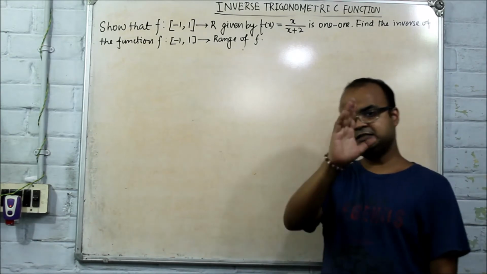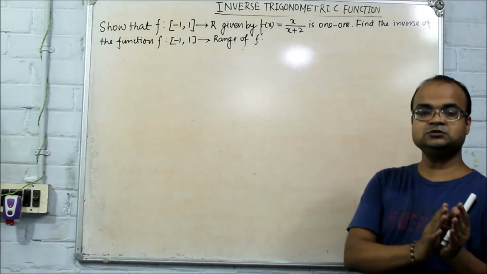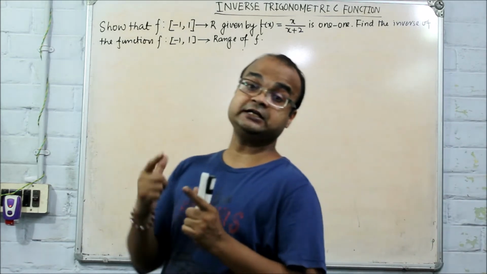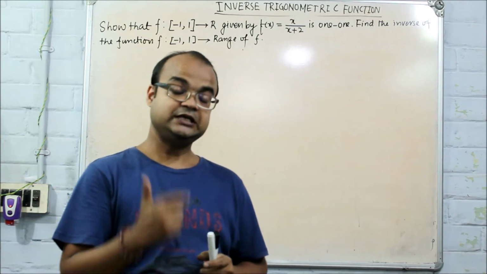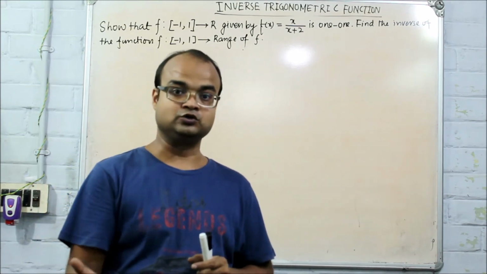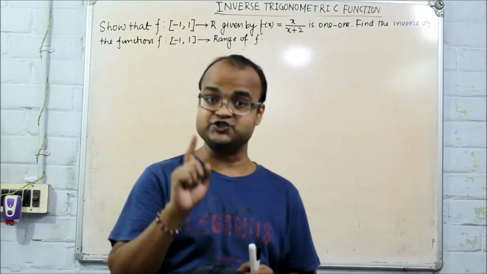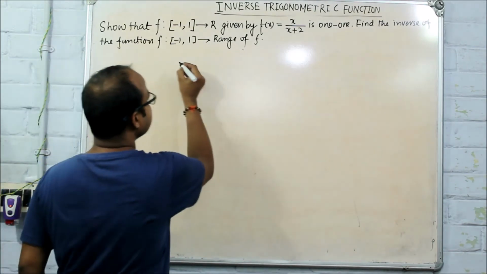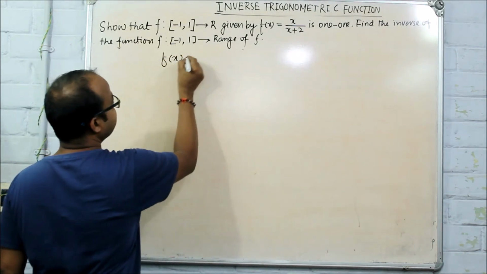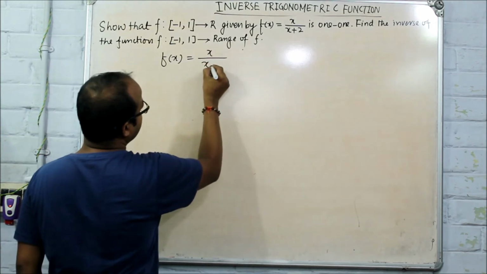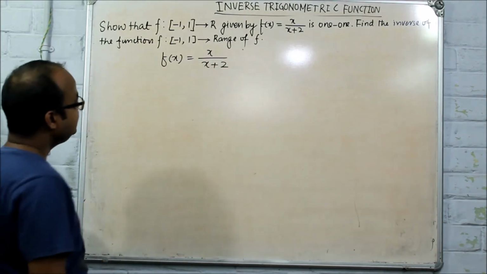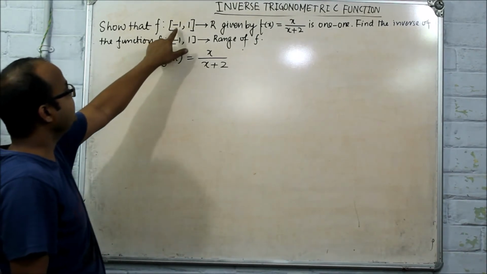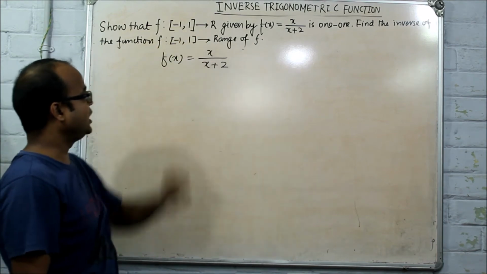Now, let us discuss one sum based on one-one function and onto function. Because I tell you that the inverse of a function exists if it is one-one and onto, that is, if the function is a bijection. Now, here the function is given as f(x) = x upon x plus 2, x/(x+2), and the domain is given as -1 to 1, which maps to R.